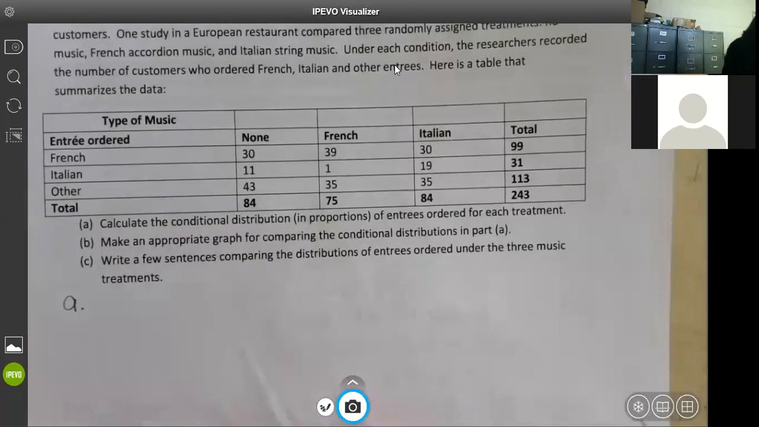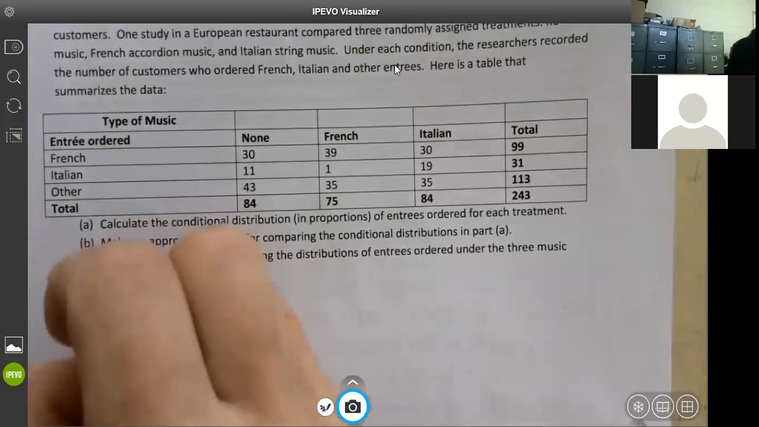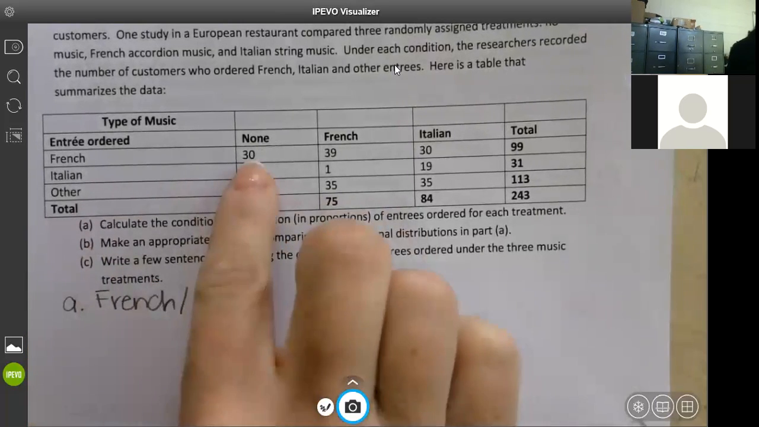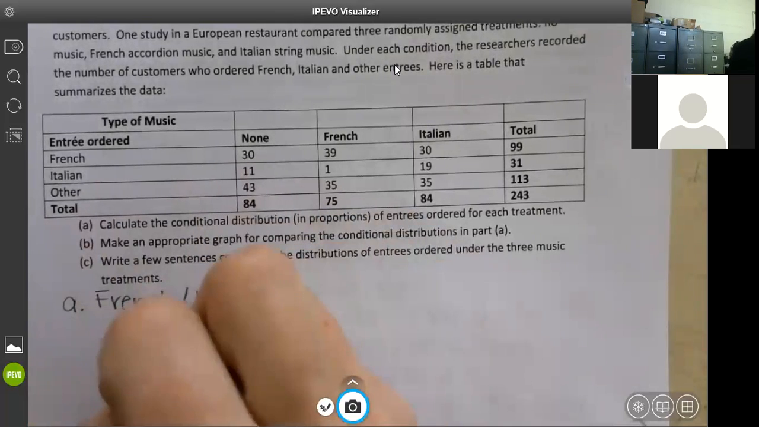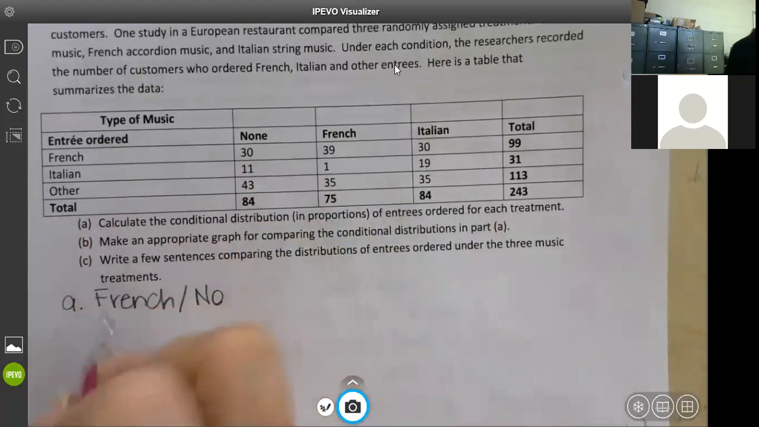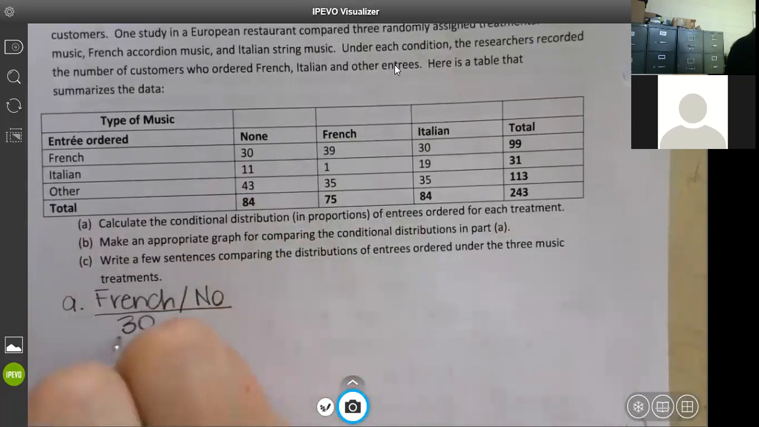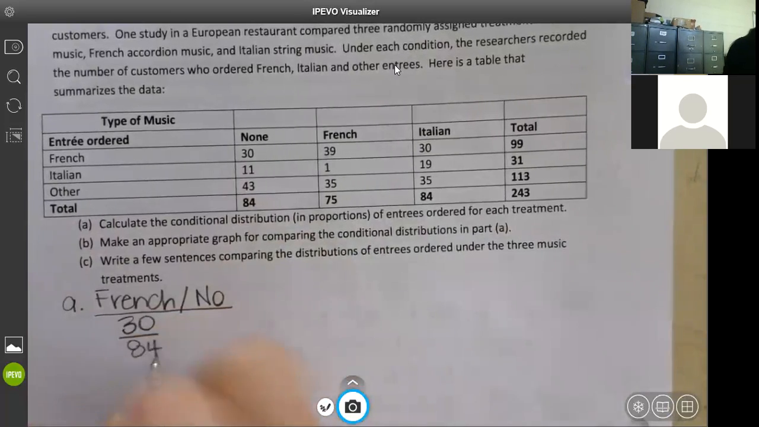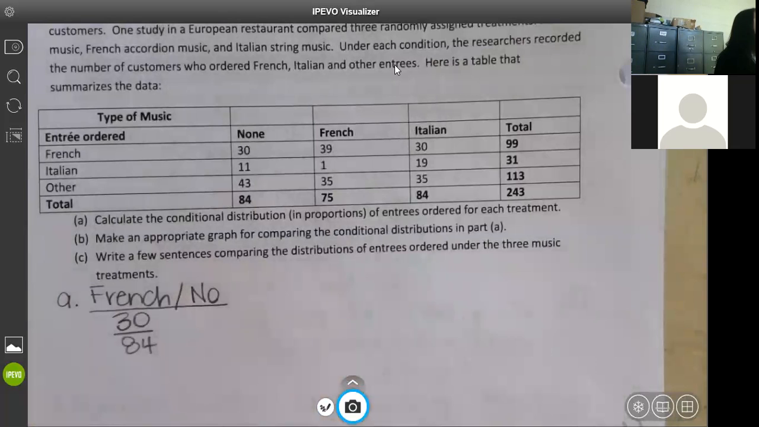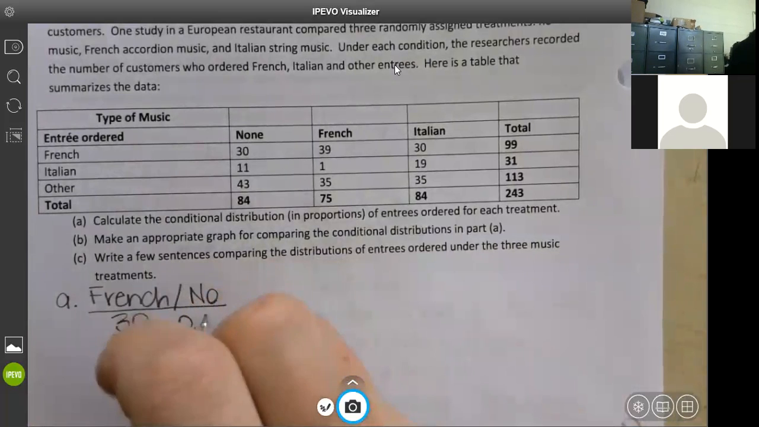So we're going to start with French entree ordered, and then no music. So this number right here. The way that we do that is we do 30 over 84. And we've done conditional tables before, so this is not new. This gives you 0.357.